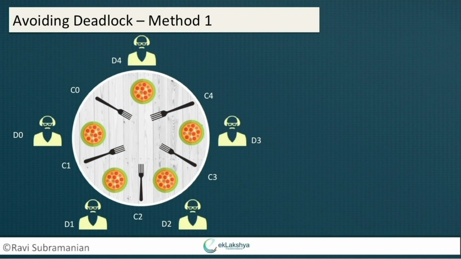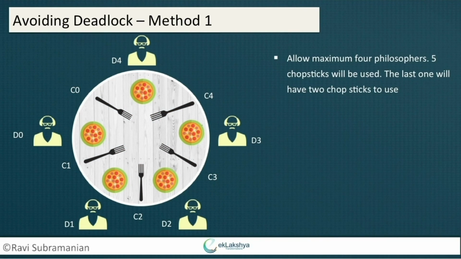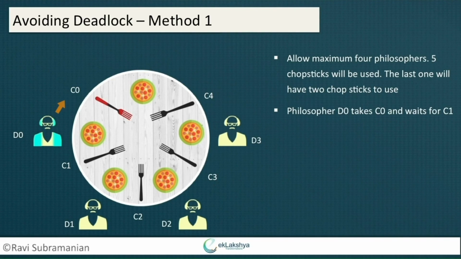We can look at a simple method where we allow only a maximum of 4 philosophers. We leave the number of chopsticks at 5, which is C0, C1, C2, C3 and C4, but we have one space on the table empty. So we allow, for example, as per the same algorithm, D0 to take C0, but he's going to wait for C1.